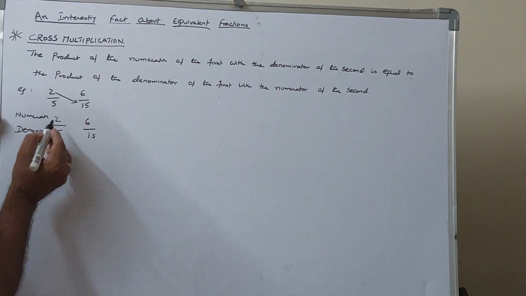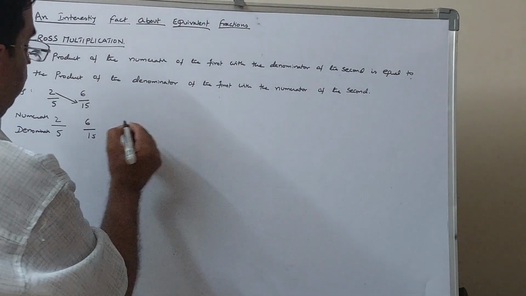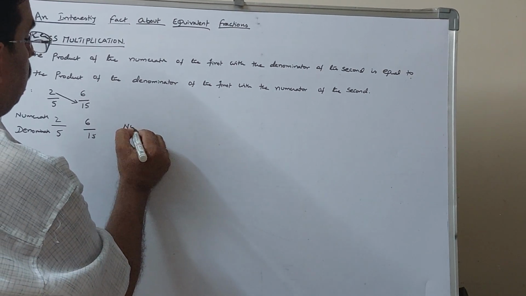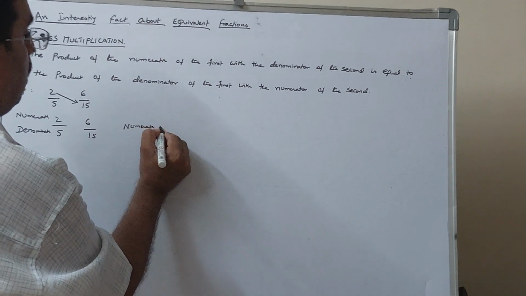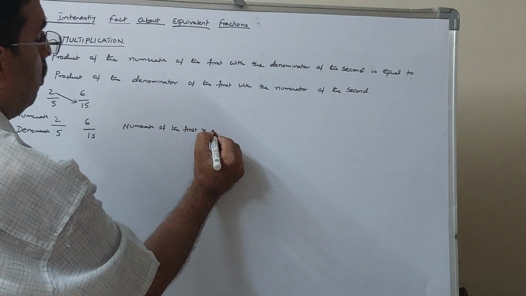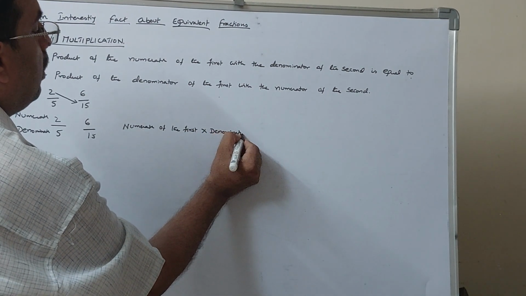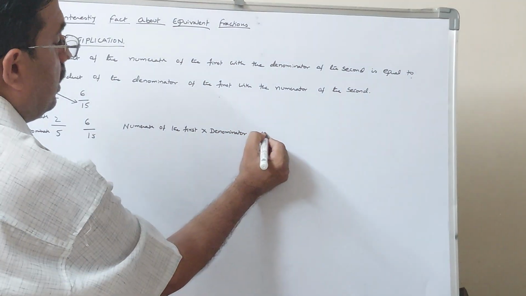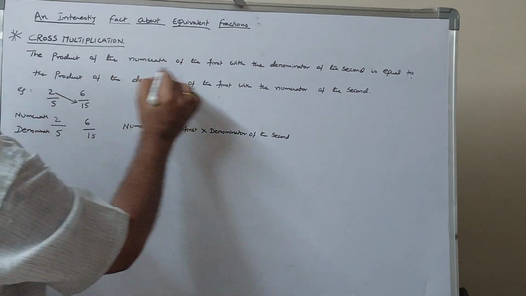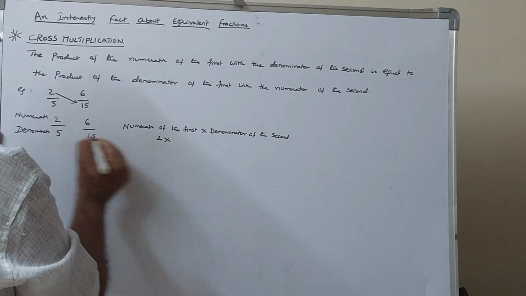So the product of the numerator of the first into the denominator of the second. This is the first one. Numerator of the first, denominator of the second. See, 2 into 15.